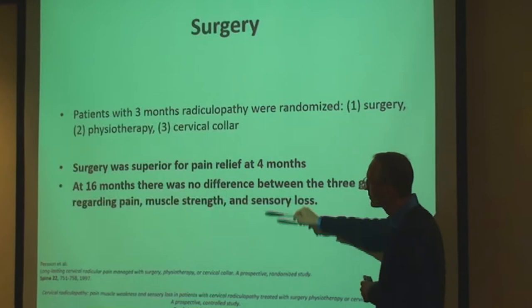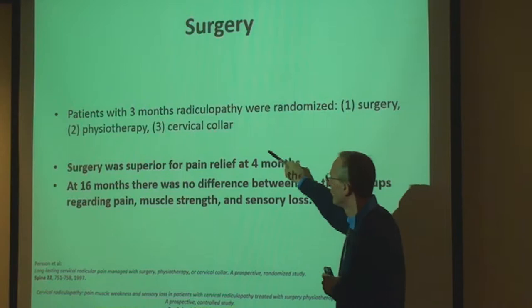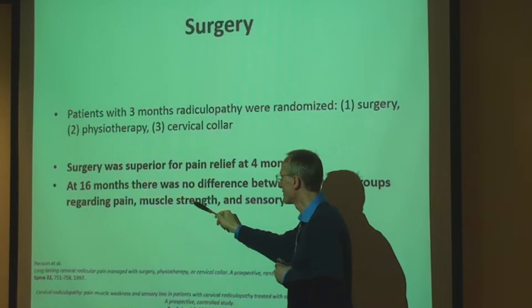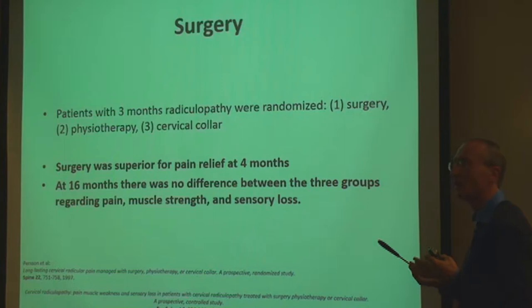And this study showed that surgery was much more efficient in relieving the radicular pain at 4 months, but more than a year later, at 16 months, there was no difference between the 3 groups of patients regarding pain, muscle strength, and sensory loss. Time heals, in other words, but surgery heals faster, would be the message.